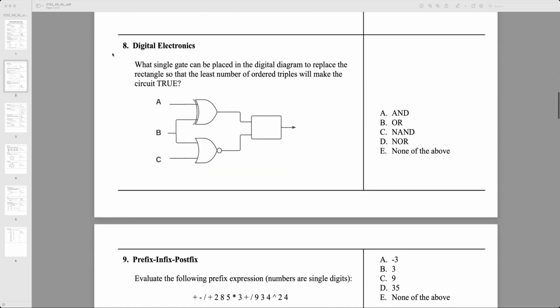I'm going to go on to the next digital electronics problem. I want you guys to all try solving this on your own. This one says, what will make all of the ordered triples true? We see here this weird thing is an XOR. So we're going to try to simplify this. This thing is going to be A XOR B, and then not B plus C, right? And this rectangle is something unknown.